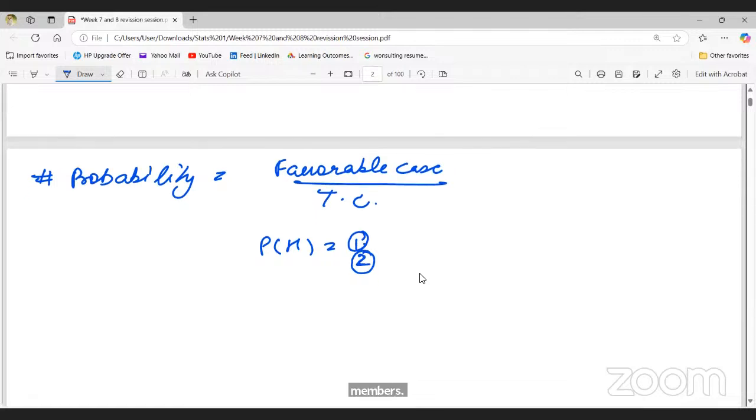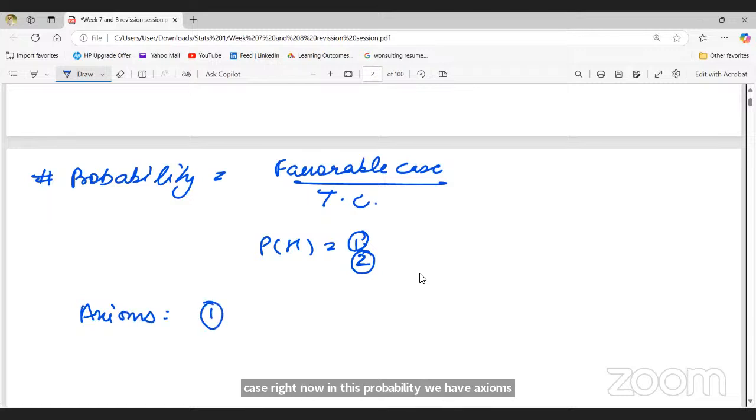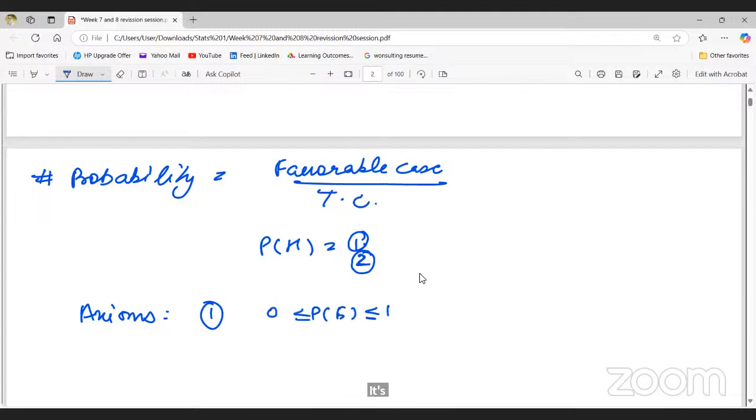Now in probability, we have axioms. We have 3 axioms. What is the first axiom? The probability of any event should be between 0 and 1, right? The second: the sum of probabilities of occurrence of all events should be 1, that is, the probability of S, the sample space, should be equal to 1.